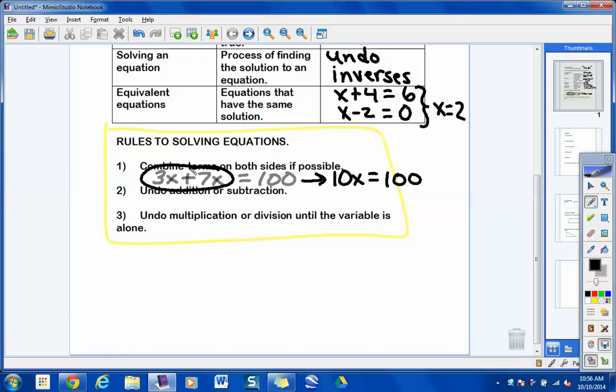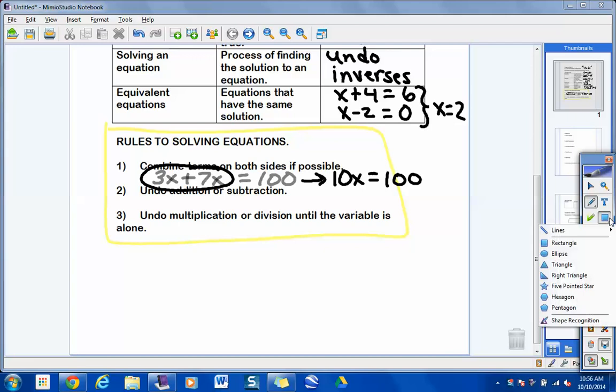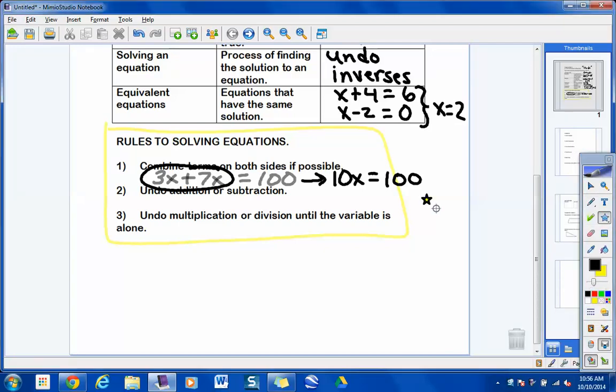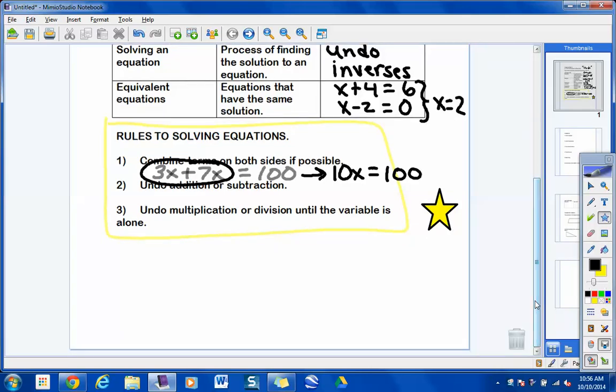This is your roadmap. This is very important. You might want to put a star by this. This is going to be your roadmap for every problem we start looking at. I'm going to ask the questions. Any terms to combine on either side? No. Any addition or subtraction, take care of it. Maybe yes. Any multiplication, division, take care of it. I don't know. Let's look at some examples and see what we can come up with. Any questions on the first page?